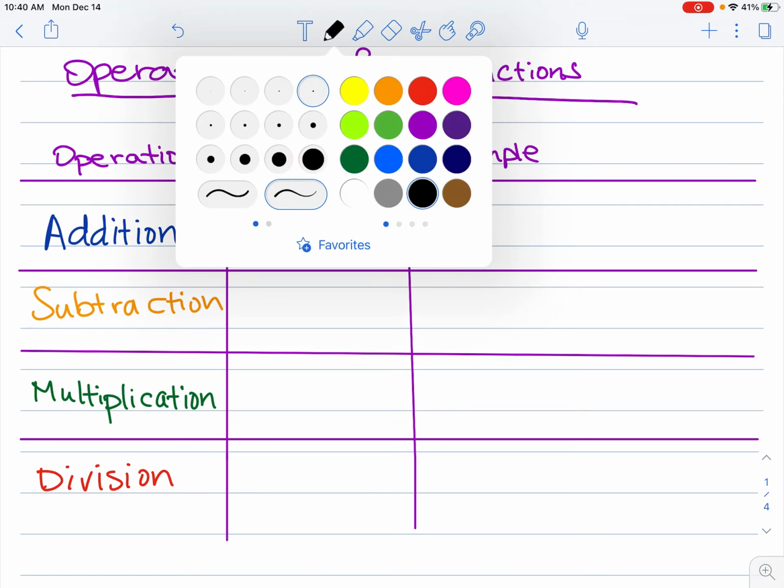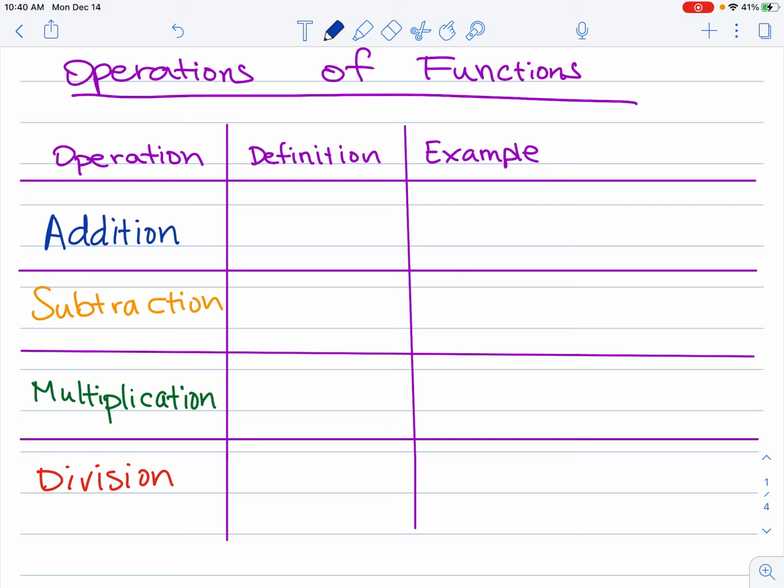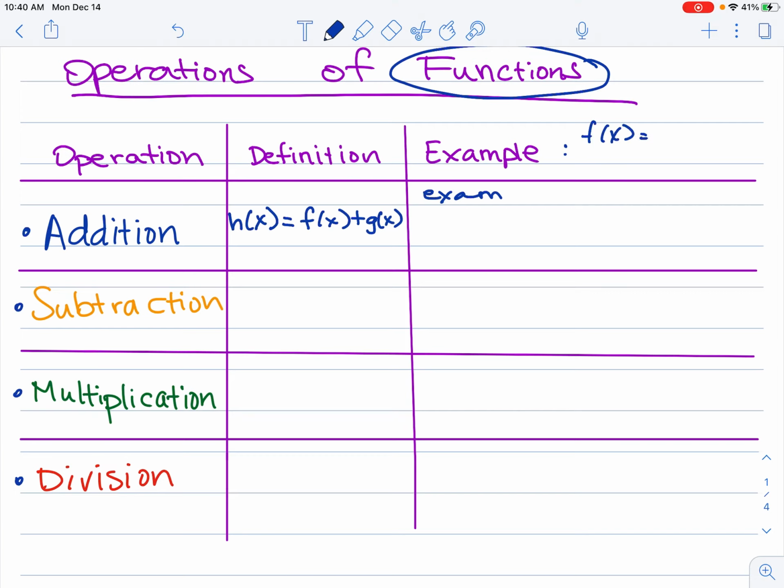There are four of the most common mathematical operations: addition, subtraction, multiplication, and division. And the way that it looks in the context of functions would look like this. So let's say an overall function, we'll call it h of x. You could really have any letter. You could have j of x, m of x, doesn't matter, equals some function added to a different function. So let's say, for example, in all of our examples, we'll say f of x equals 5x and g of x equals x plus 2.